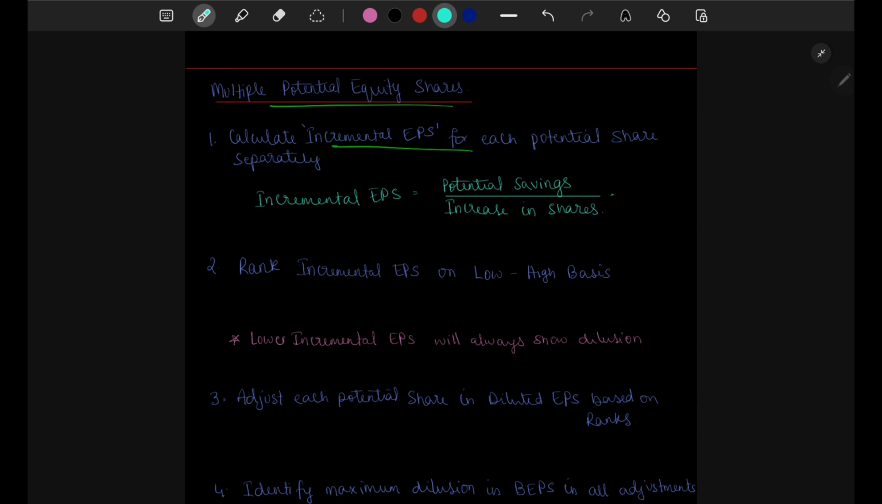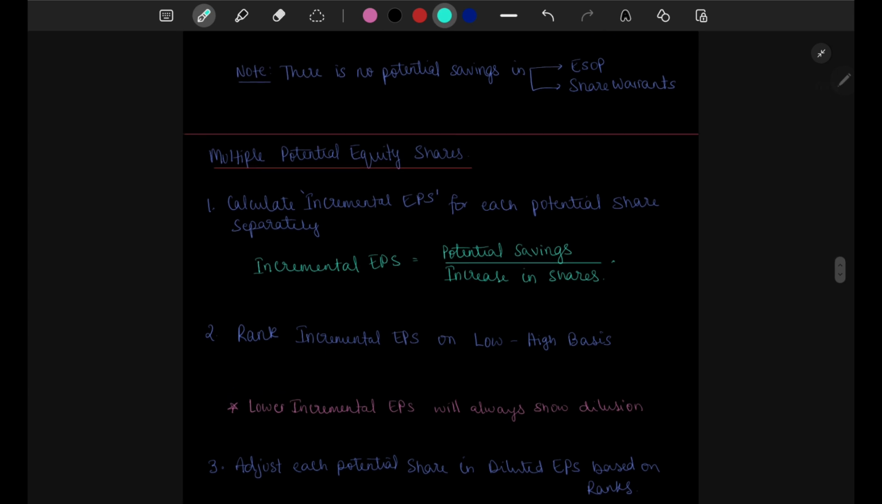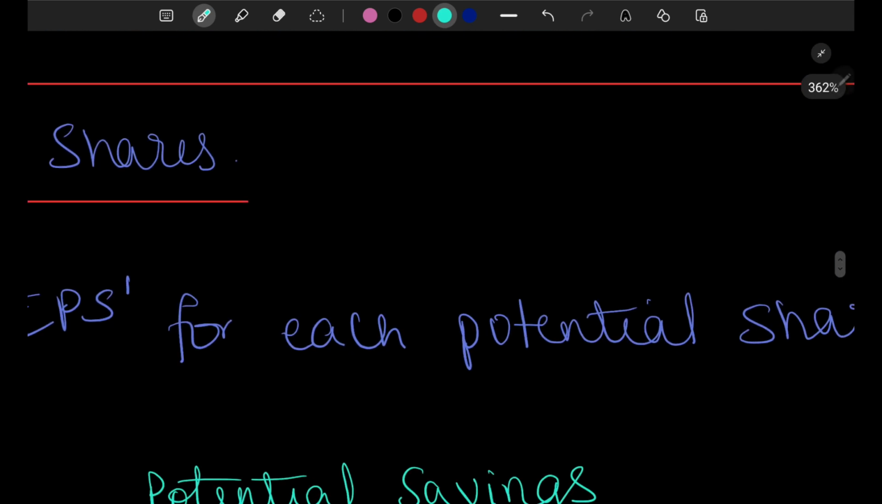Okay, so for example, they've given ESOP, right? In case of ESOP, the potential savings is 0, and potential conversion, let's just assume 5,000. We'll just assume 5,000 for everything. So in this, obviously the incremental EPS is 0, right?